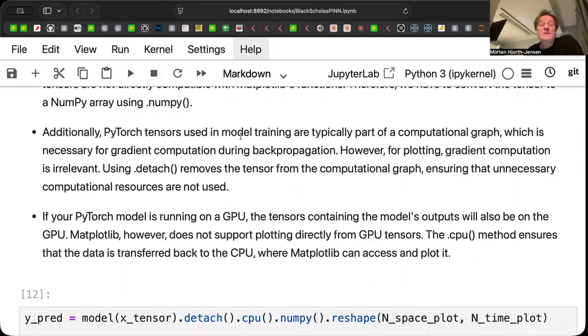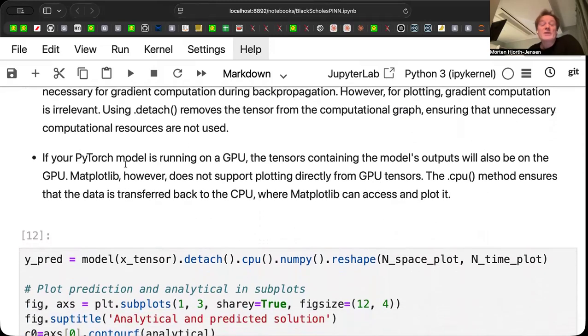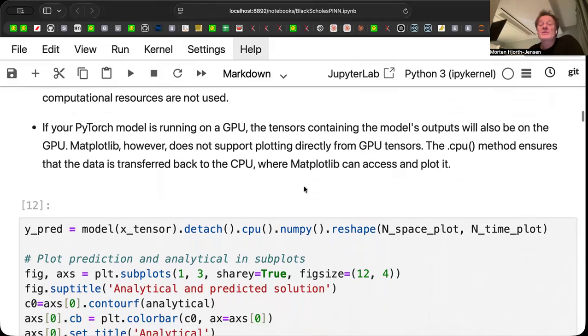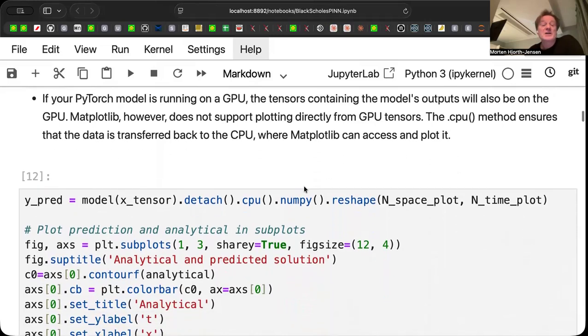The tensors, which are the PyTorch tensors used in model training, are typically part of a computational graph, which is necessary for gradient computation during backpropagation. However, for plotting, gradient computation is not relevant, and then there is a detach which removes a tensor from the computational graph. So that means that unnecessary computational resources are not used. If your PyTorch model is running on a GPU, the tensors containing the model's outputs will also be on the GPU. And matplotlib, however, does not support plotting directly from GPU tensors. So the CPU method ensures that the data is transferred back to the CPU, where matplotlib can access it.